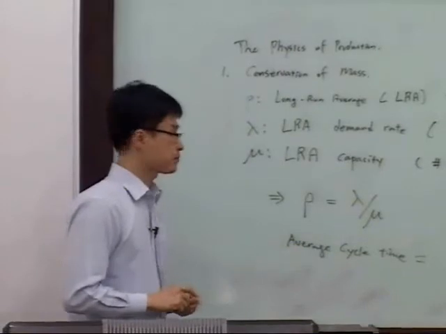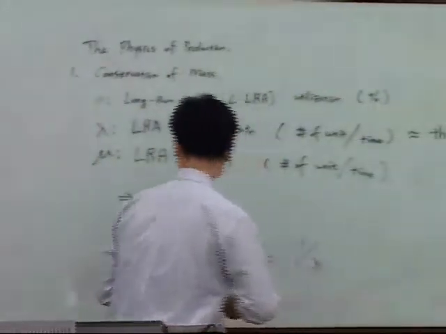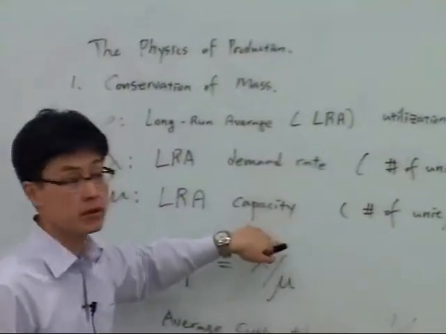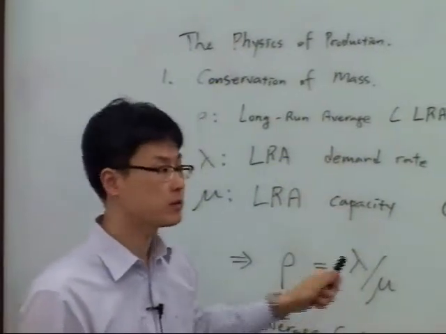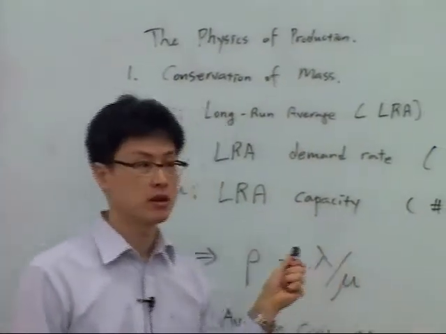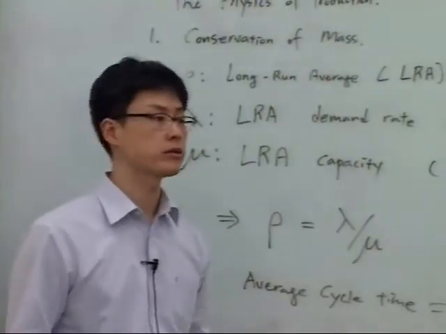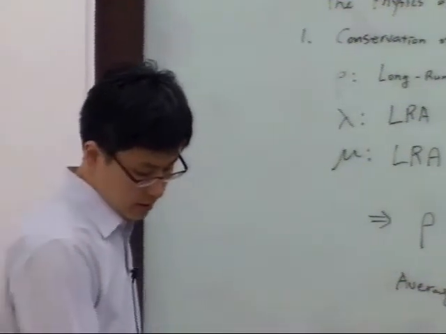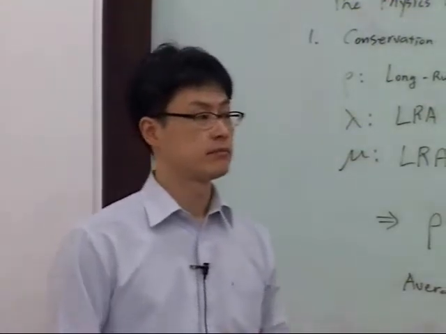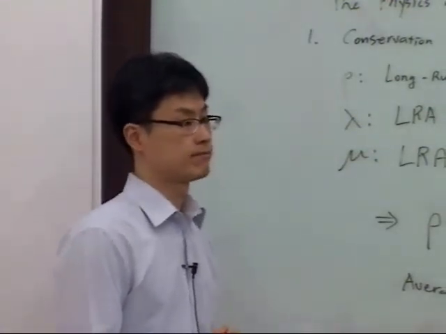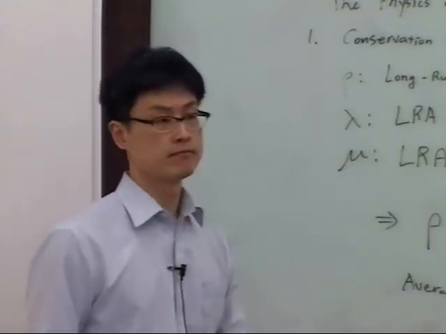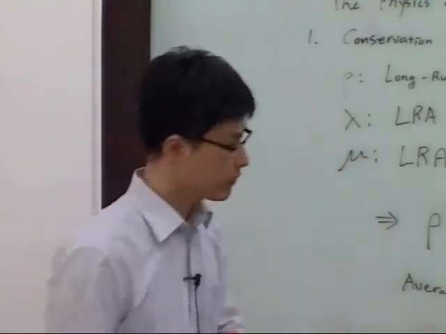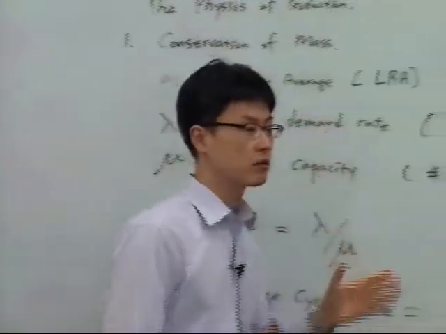Let me ask a second question. Well, you know the utilization, you know the demand rate, you know the capacity, but in front of every word, I put long run average. Why is this long run average important? Why do we have to put this long run average?